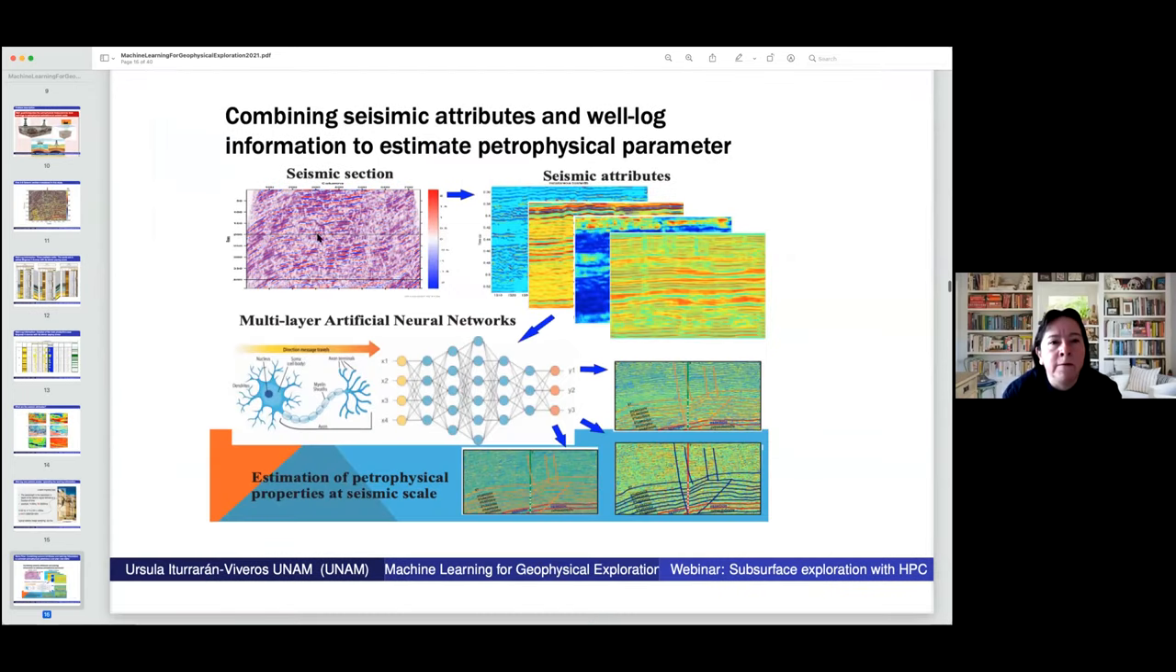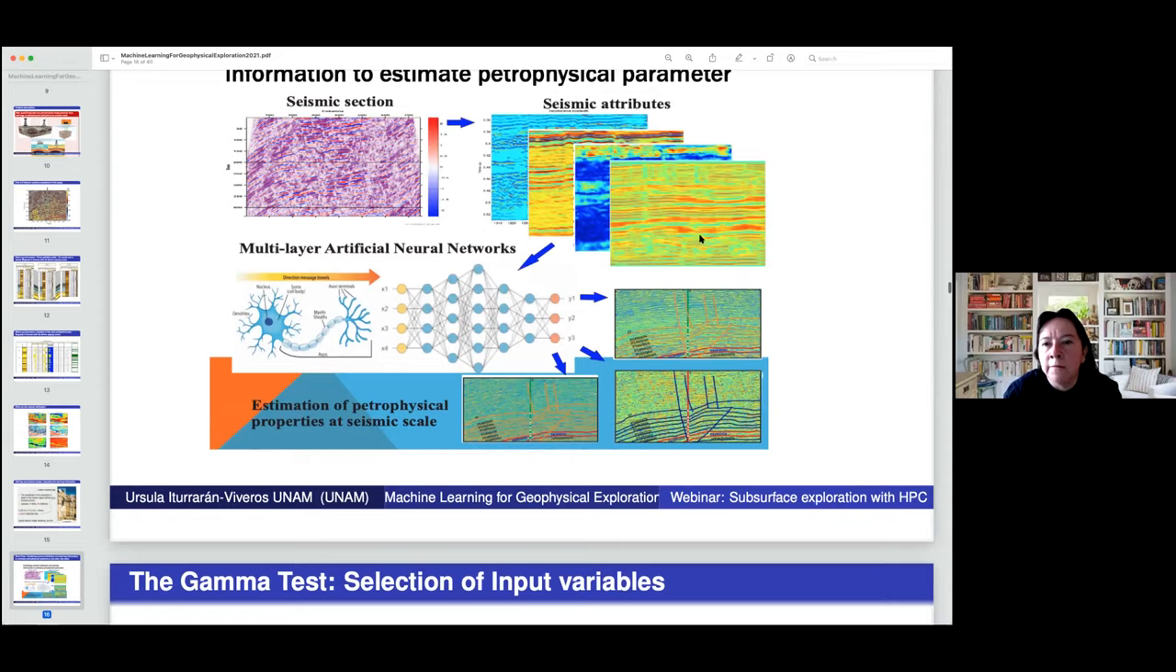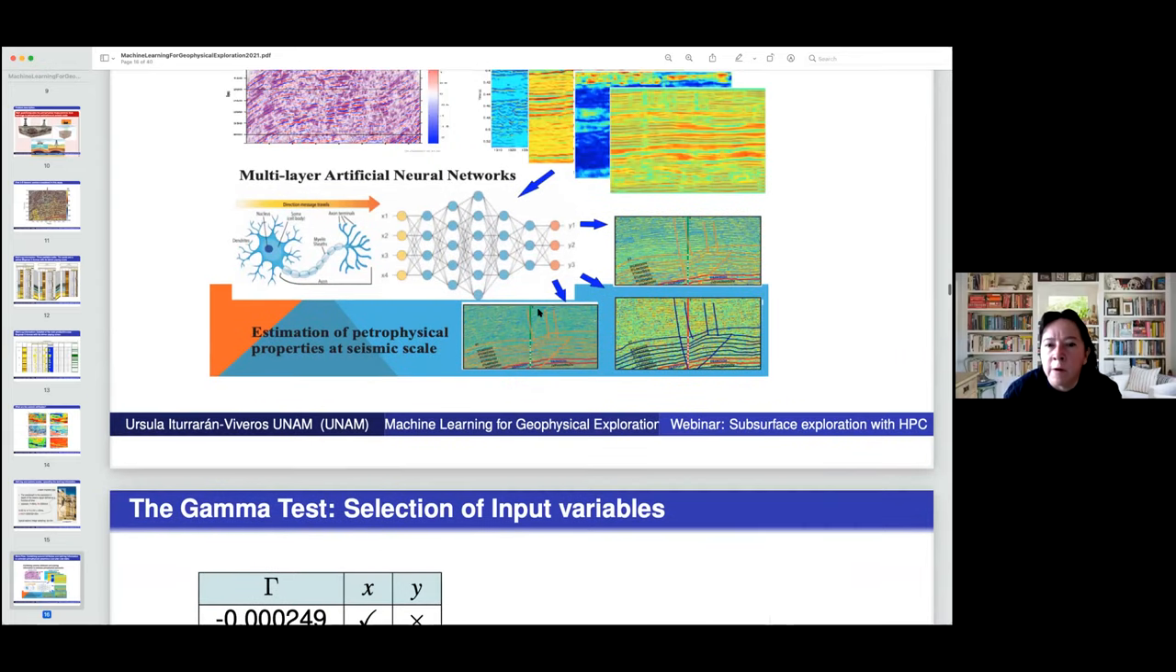So from the seismic section, I create seismic attributes. As I said, the inputs for the neural network will be only the seismic trace and the seismic attributes for that location. And the output will be the porosity or the density or the wave velocity, or the permeability, not the volume of clay. And once I have my neural network trained, I could apply the network to the whole section or to the whole seismic cube, and I will obtain sections of the different properties.